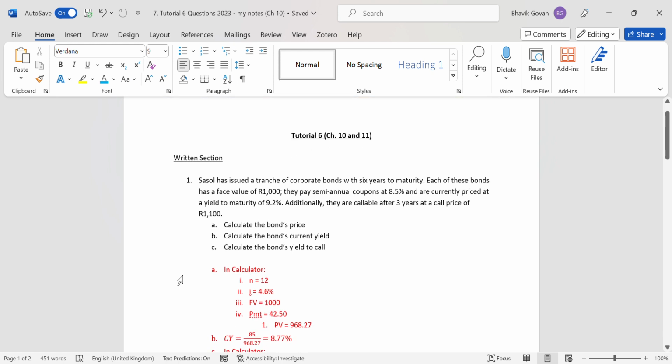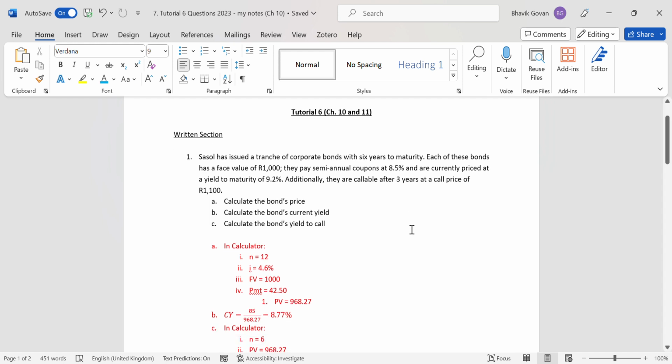Written section. Sasol has issued a tranche of corporate bonds with 6 years to maturity. Each of these bonds has a face value of 1,000. They pay semi-annual coupons at 8.5% and are currently priced at a yield to maturity of 9.2%. Additionally, they are callable after 3 years at a call price of 1,100. Then they ask us to calculate the bond's price, current yield, and yield to call.